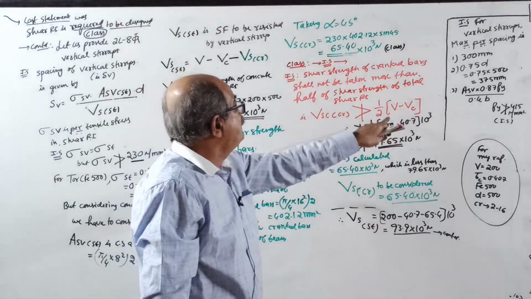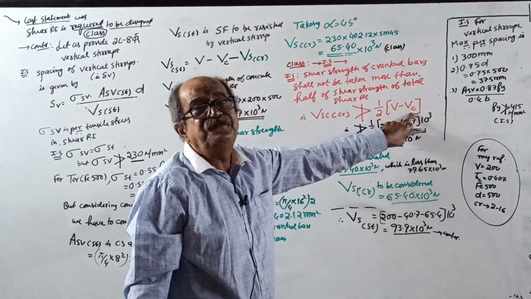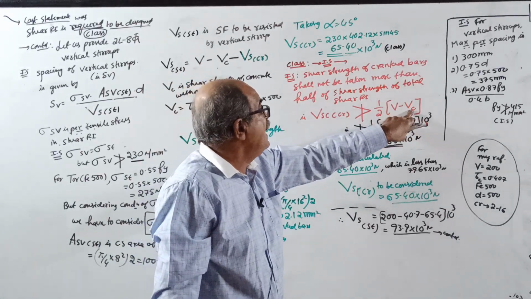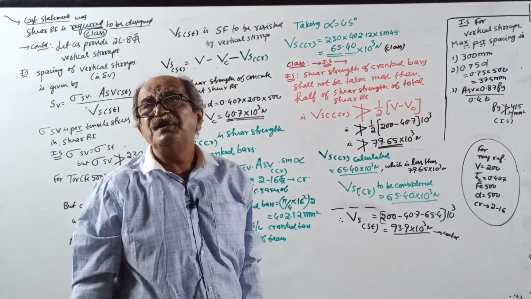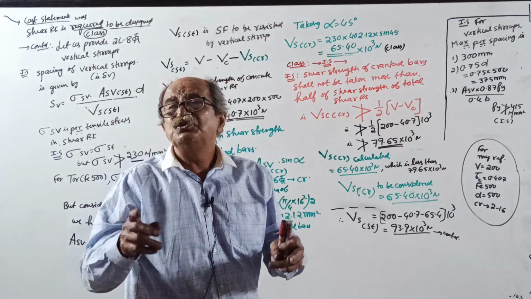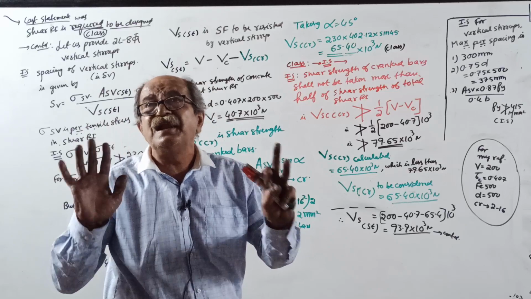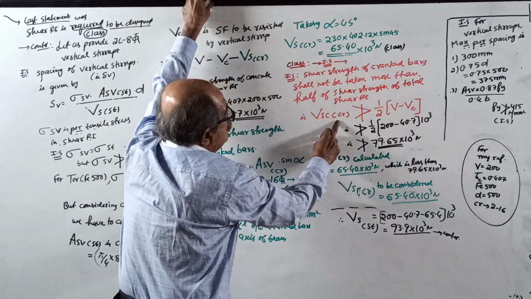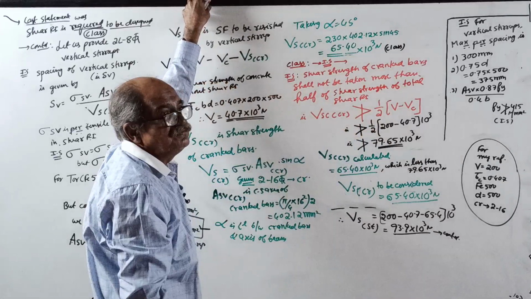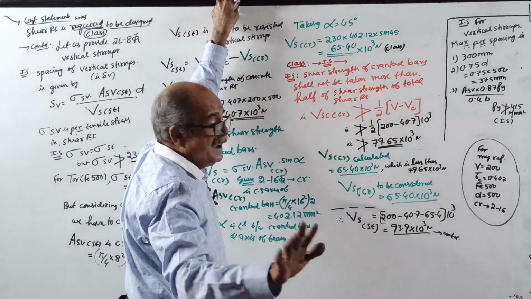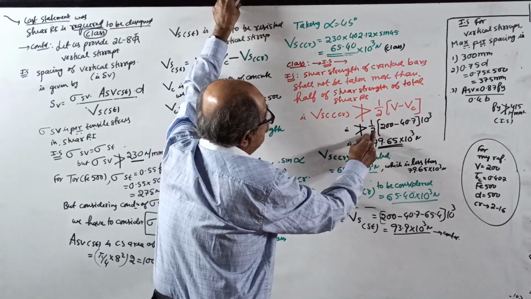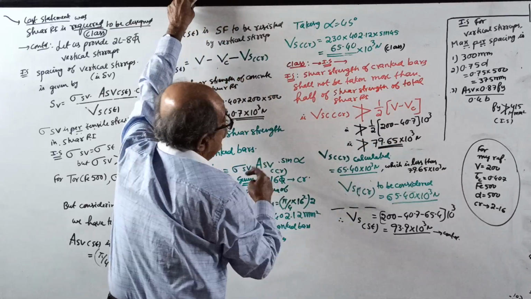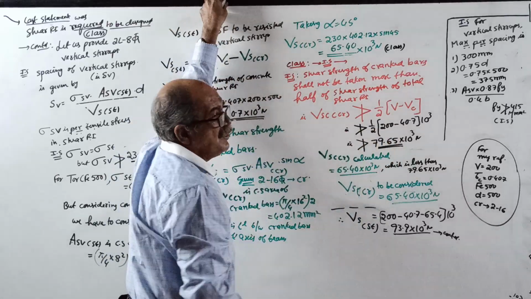V is the shear force, VC is the strength of concrete. When you subtract, what you get? The shear force to be resisted by the combined shear reinforcement. VSCR, this value, you should not take more than half. I will explain once again: not more than half of 200 minus 40.7, which comes to 79.65.